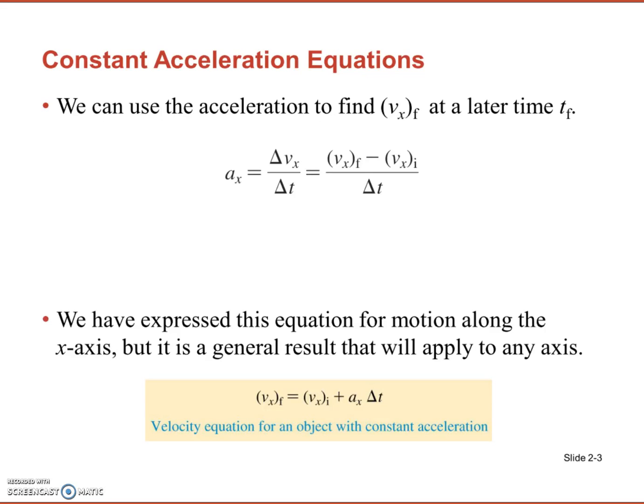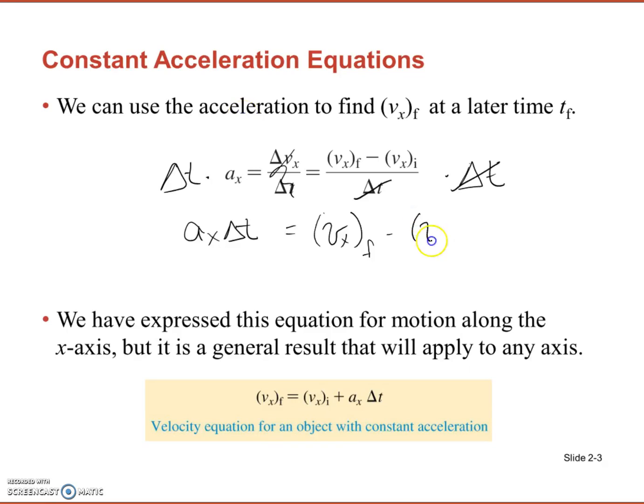To do this, let's use the pen. I'm going to take this expression as it's written here, and multiply both sides by delta t. On the right-hand side, the delta t's cancel, and here I have a sub x delta t is equal to v sub x final minus v sub x initial. Now I'm going to solve for v sub x, so I'm just going to add v sub x initial on both sides.